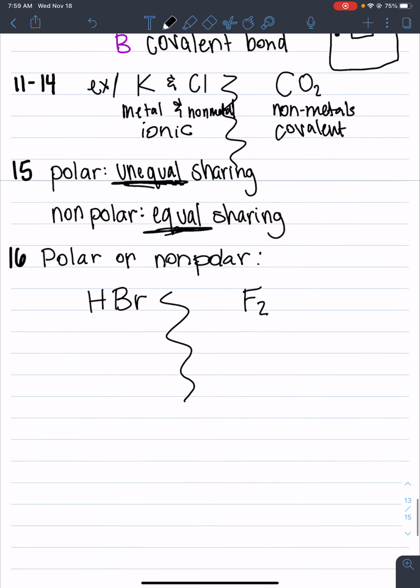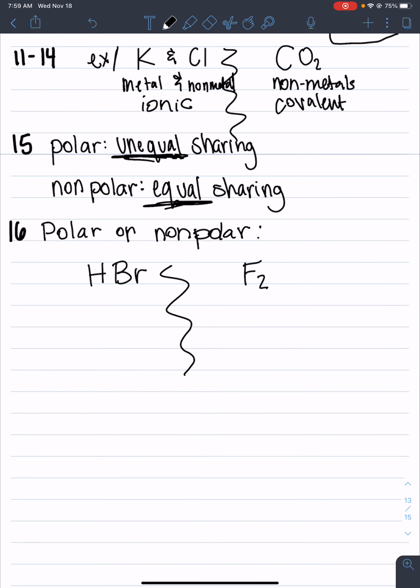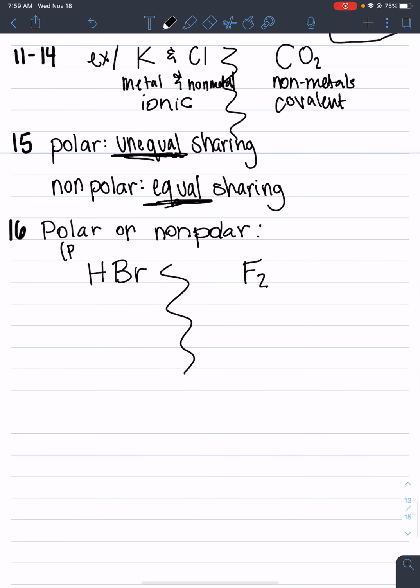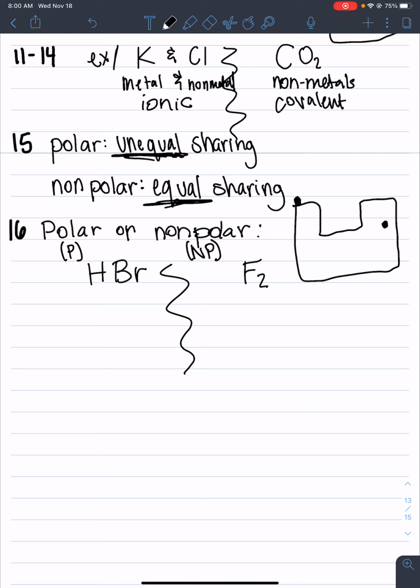Number 16 then, it's asking you for 4 different molecules, and you're either going to say if they're polar, you can just write a P, or if they're nonpolar, you can do an NP. So let's look at HBr and decide if it's polar or nonpolar. If we have our periodic table again, H is over here, Br is over here. Remember, Br is a lot more electronegative, because as we go this way, it gets more electronegative.